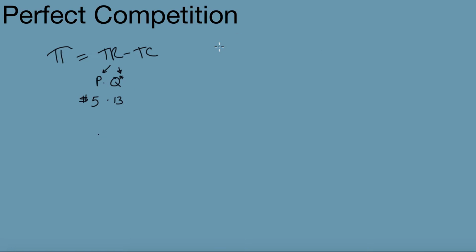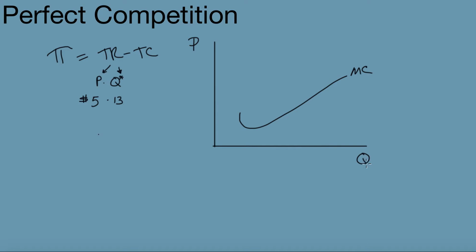So going back a couple chapters, we learned that most firms have a marginal cost curve that looks something like the Nike swoosh. So we're going to call this our marginal cost curve. And we know for a perfectly competitive firm, if this is price and this is quantity, that this line right here is going to be representing our demand, which is also equal to our marginal revenue.